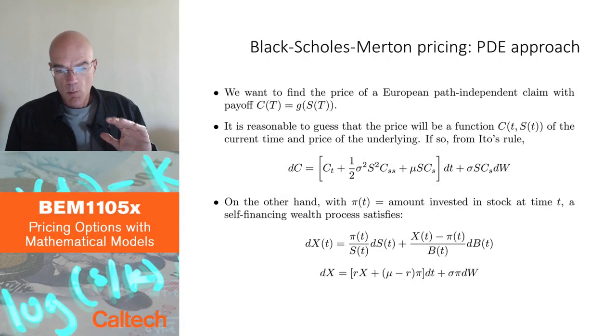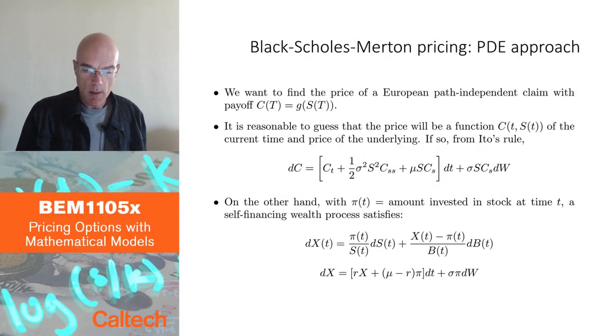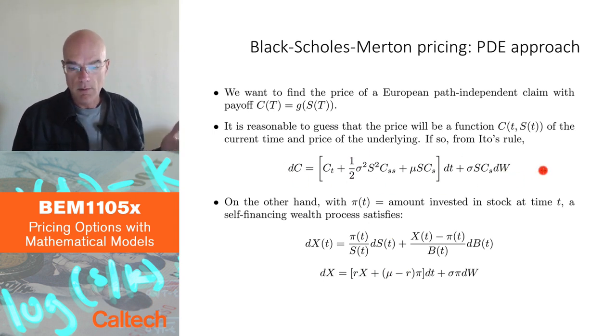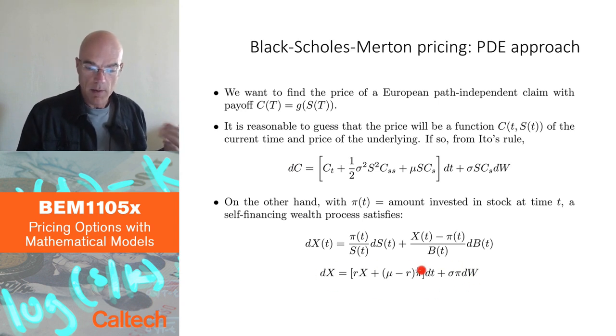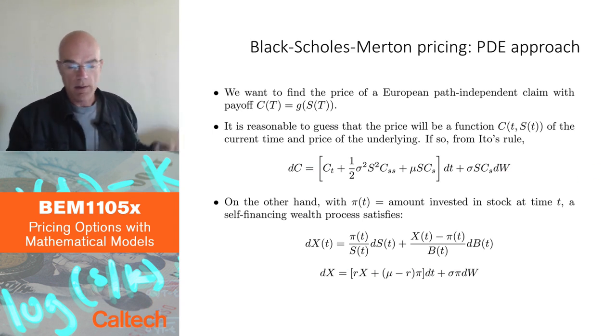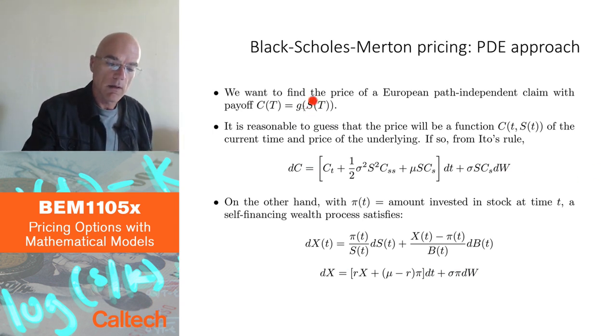Fine. What am I going to do next? I'm going to say, well, if I'm hoping that I can do replication, then this has to be equal. I'm looking for a portfolio such that this dx expression is equal to the dc expression. I'm looking for a replicating portfolio. This is for any portfolio, but I'm going to try to find one for which this expression is exactly equal to this expression. And I have to have replication at the very end. At the very end, I want to have the portfolio equal to the value of the option.